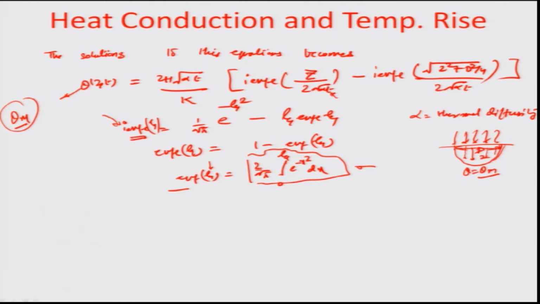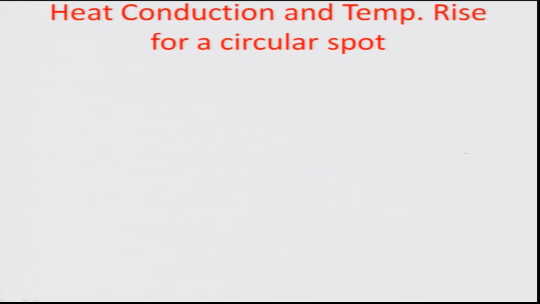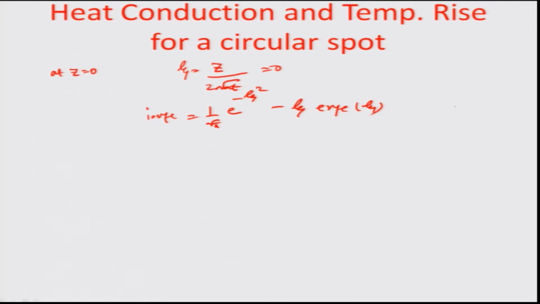Okay. So, if we look at what would happen at, let us say, the value of Z equal to 0. If I want to calculate for Z equal to 0, obviously the zeta in the first case, which is Z divided by twice root of alpha T, becomes 0. You can always look at it by looking at the IERFC, which is nothing but 1 by root of pi e to the power of minus zeta square, minus zeta times the ERFC zeta, where the ERFC zeta is nothing but 1 minus the error function of zeta.